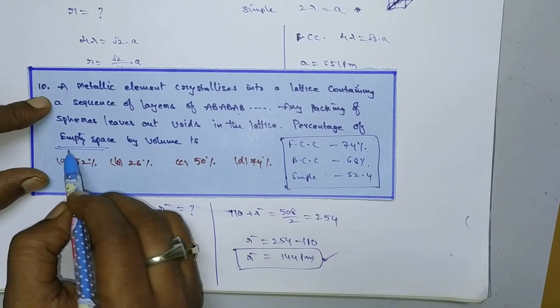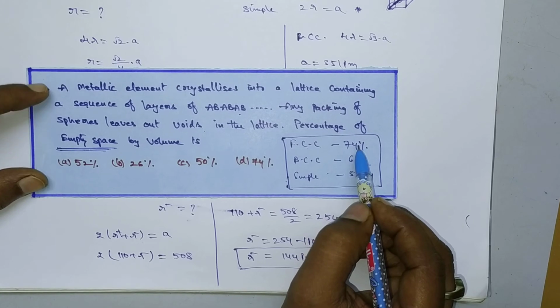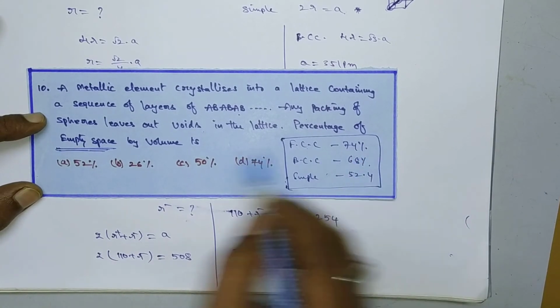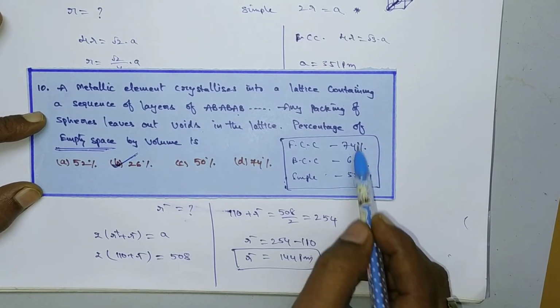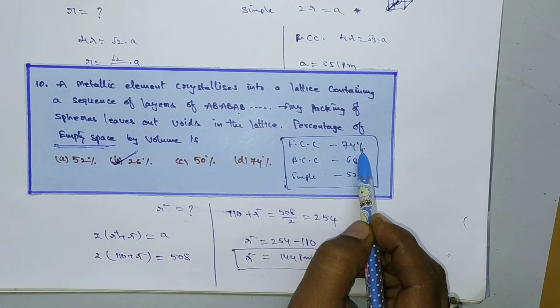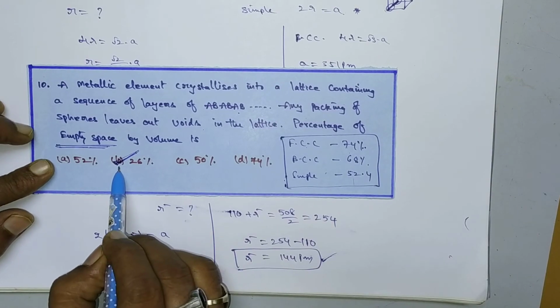So here he asked to calculate the empty space. 74% is occupied by atoms, that means the remaining space is empty. So what is the remaining space here? Here it is 26%. Okay, clear? So here it is packing efficiency. So the packing efficiency is 74, that means the remaining space is empty. The remaining space is 26%. So the answer is B only.